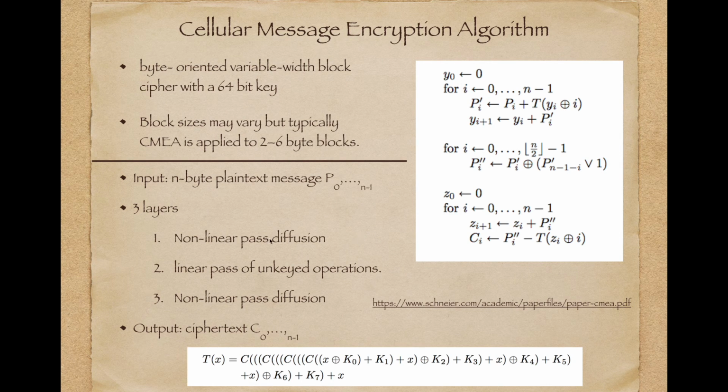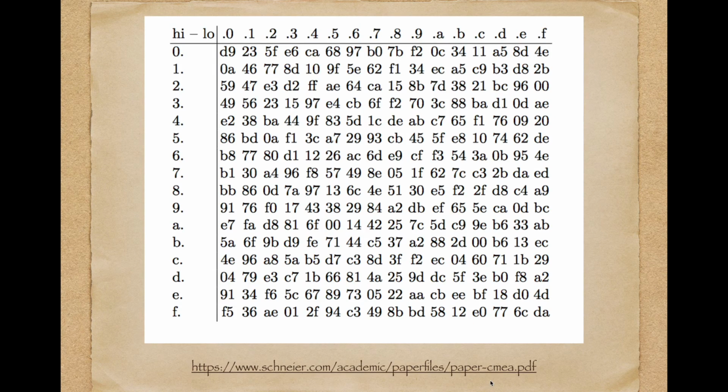The first layer performs a nonlinear pass through the input, affecting left or right diffusion, changing one character in the input, which changes multiple in the output. It starts by calculating t based on the value of y XORed with i. Pi prime is then calculated by adding pi to the output of the T box. Y is then incremented based on the value p. T is calculated by the function shown below. The C in this function is the CAVE table. The CAVE table is an unkeyed 8-bit lookup table shown here.